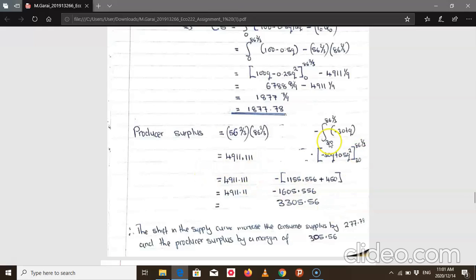And the answer you got, you subtract from the rectangle. So this is the area of a triangle and this is the area of a rectangle. And then we get our producer surplus.